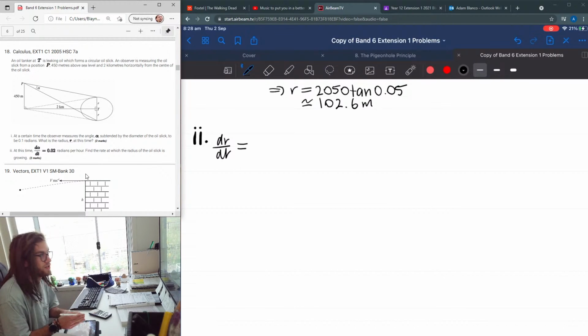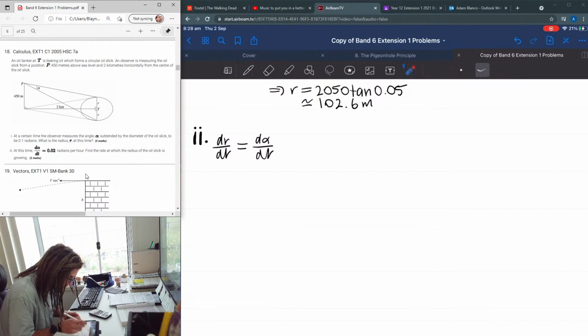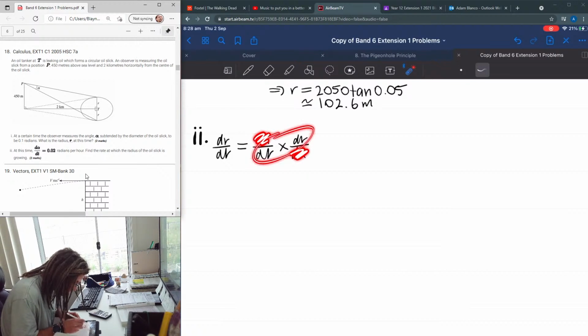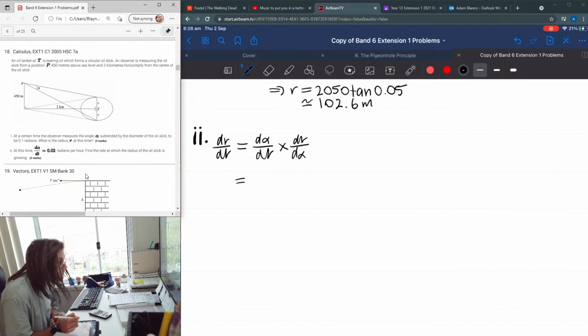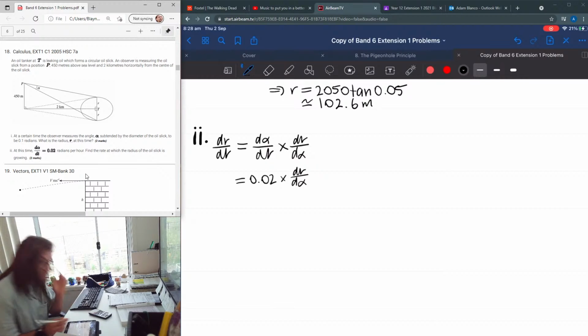I always write what I'm given and then I try and match it. So I'm given d alpha dt, and in order for this to cancel, I'm going to have a d alpha on the bottom and a dr on the top. So then my t's and r's look the same. That and that will go, and I'm left with what I want, so that's nice. So d alpha dt is given, which is 0.02 times dr d alpha. So now I need to figure out what dr d alpha is.